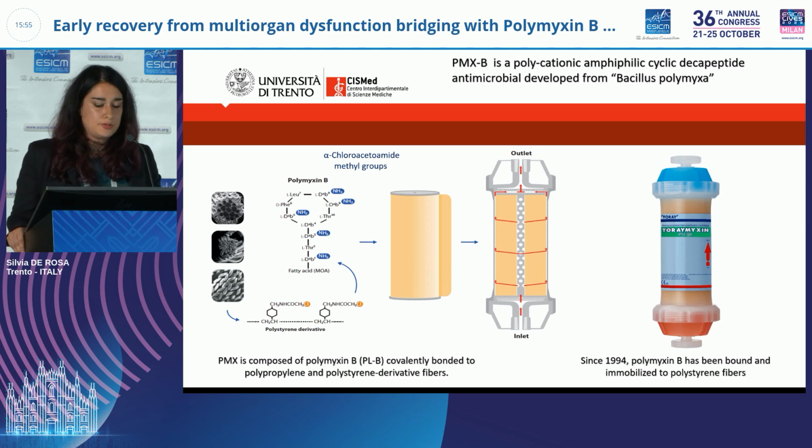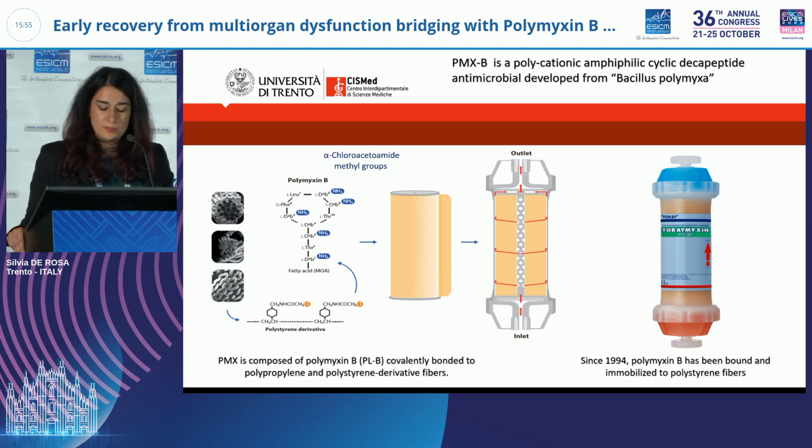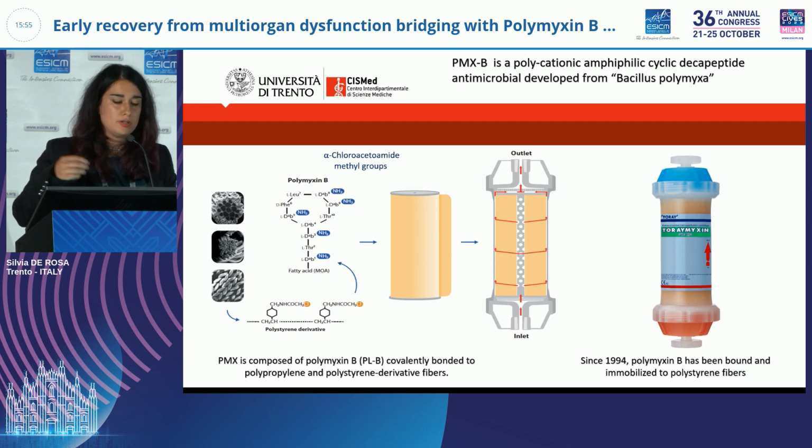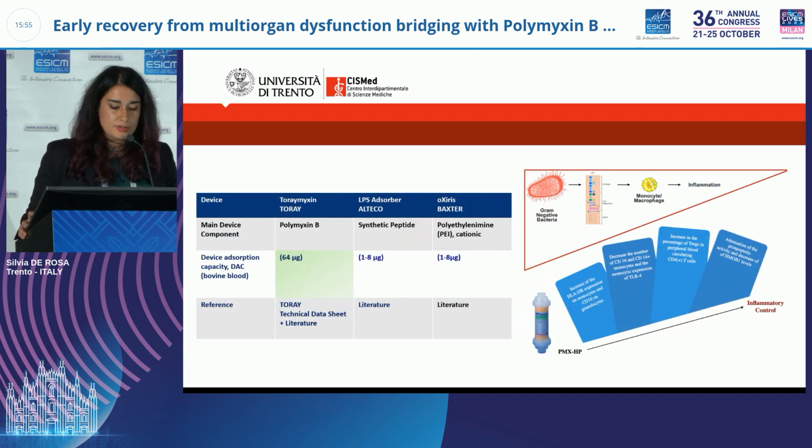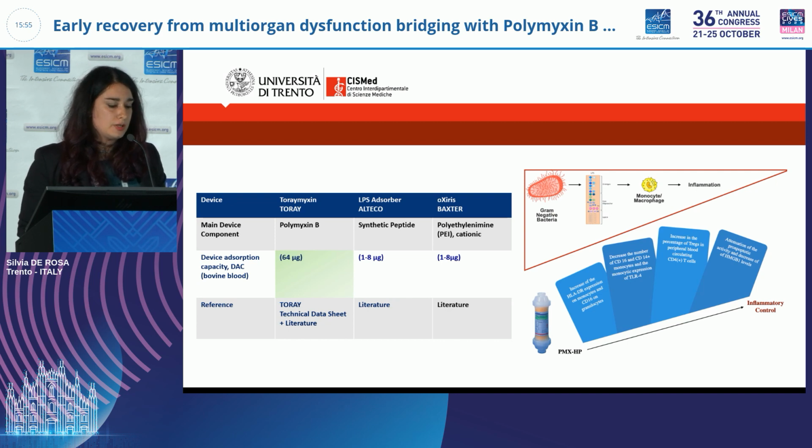So since 1994, Polymyxin B has been bound and immobilized to polystyrene fibers, and we have such a net where the polymyxin B is immobilized. It could be a roll. The roll is inside the cartridge, and the blood flow goes from the inlet against the wall of the cartridge. So when we have an endotoxin burden of over 52 microgram, we can remove with Toraymyxin, so polymyxin B HemoAdsorption, a quantity of around 64 microgram.